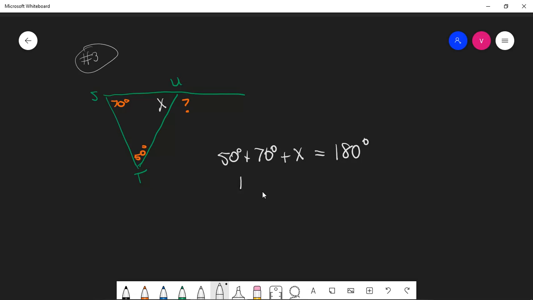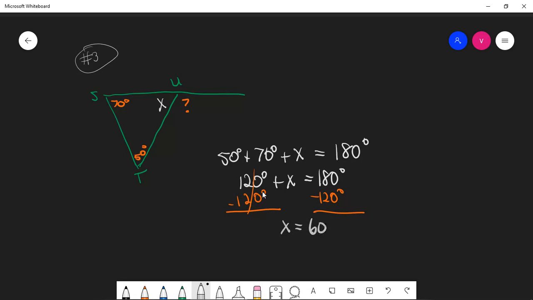So that would be 120. 50 plus 70 is 120. 120 plus X equals 180. Let's subtract 120 from both sides. So you get X equals 60 degrees, right? So if X is equal to 60, I'm going to write that over there.